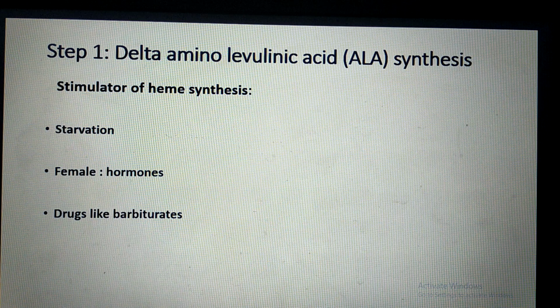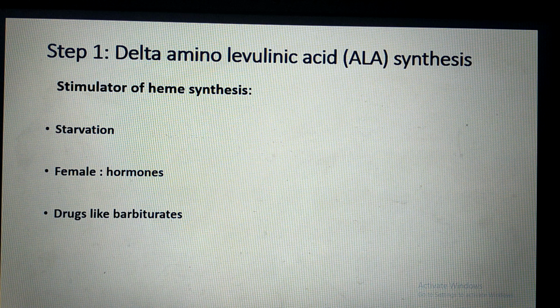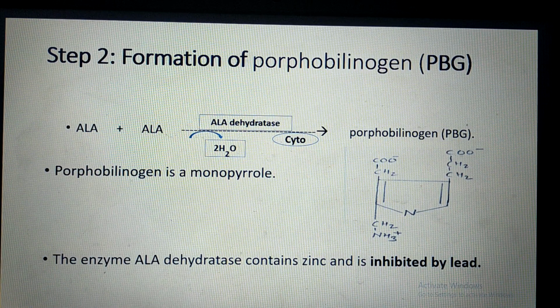There are some stimulators of heme synthesis. The first stimulator is starvation, which stimulates heme synthesis because in starvation glucose is deficient. Then female hormones also stimulate heme synthesis or the enzyme ALA synthase. Drugs like barbiturates, we will see later on how they stimulate heme synthesis, but they also act as stimulators of the heme synthesis pathway.